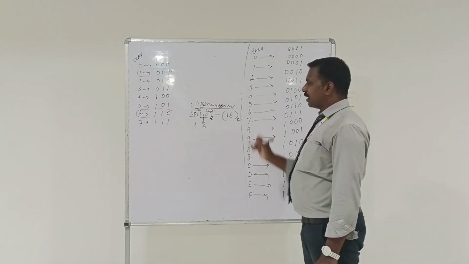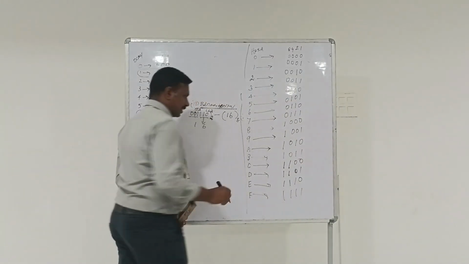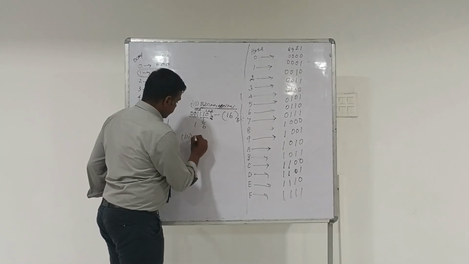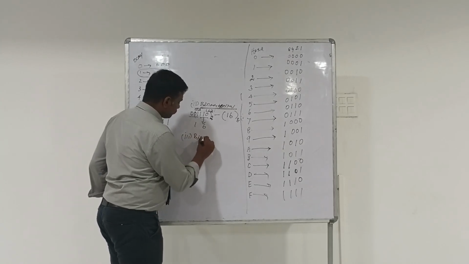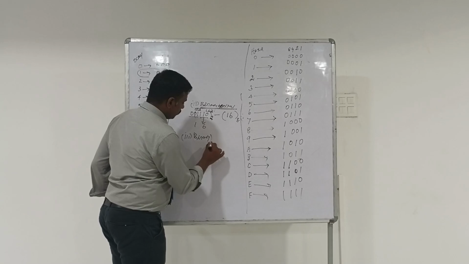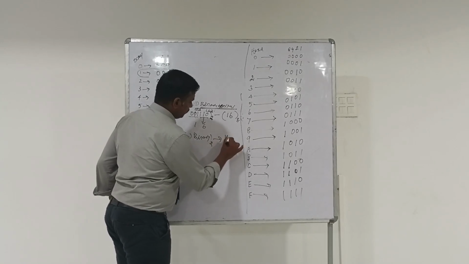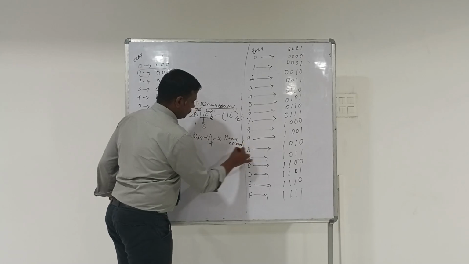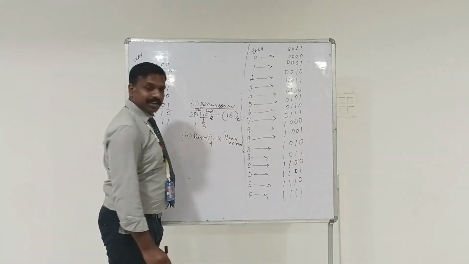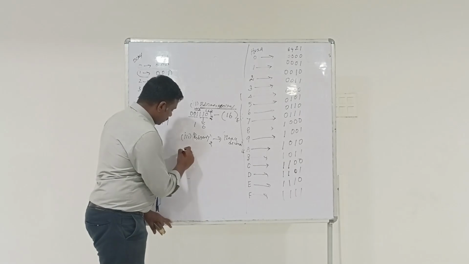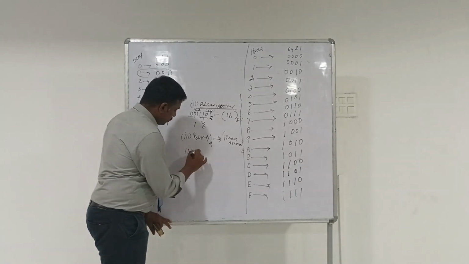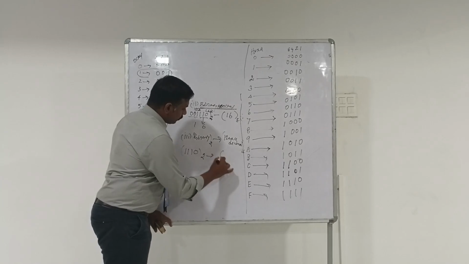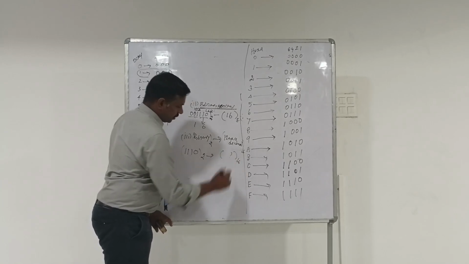Okay, so the same example I consider here for better understanding. Binary to hexadecimal. Here the base value is 16. So what is the binary value? 1110. This is my binary value. I have to find the hexadecimal. What is the hexadecimal for this?